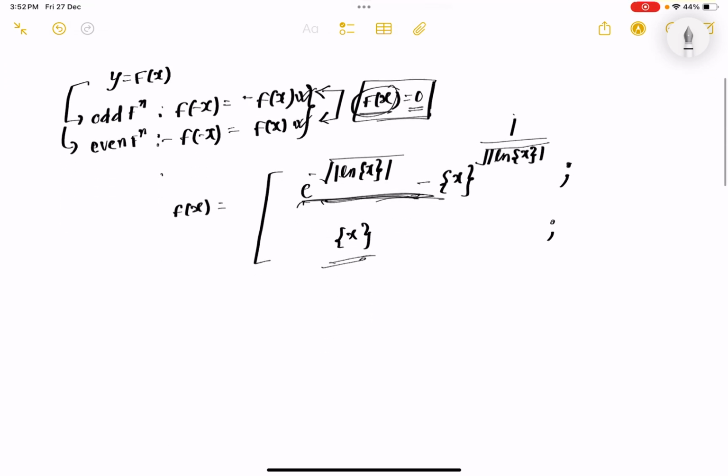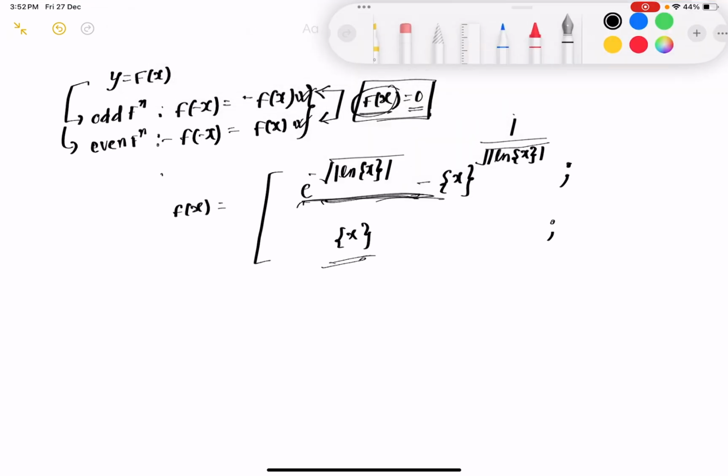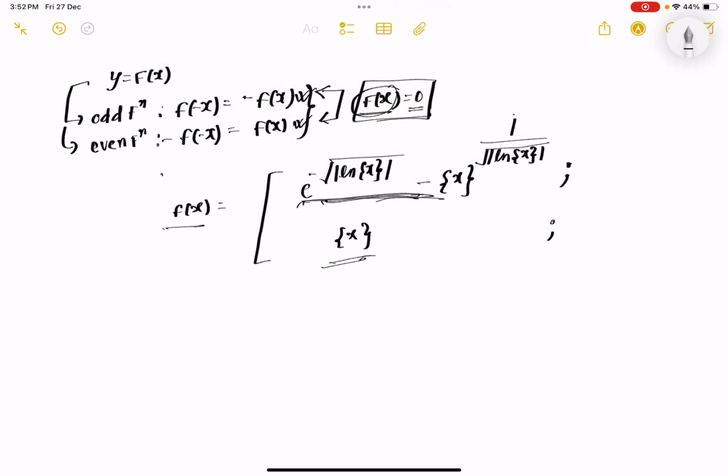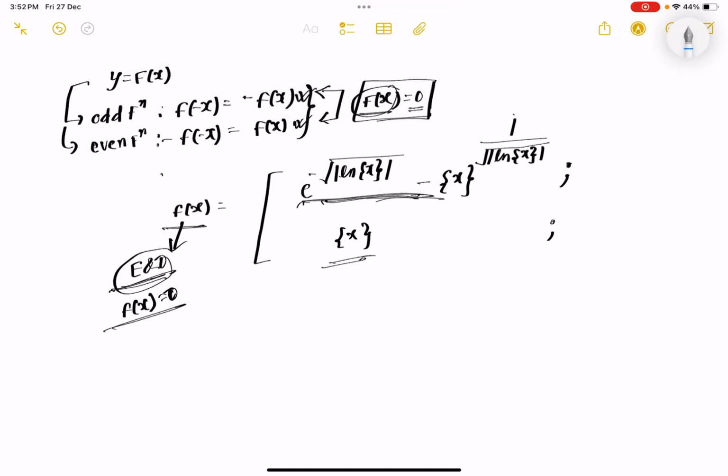Now, first of all, I have to prove that this function is both even and odd. And if any function is both at the same time, this is only true when f of x is equal to 0, everywhere, for every value of x. But here f of x has a definition given. And if f of x is both even and odd, this should also be equal to 0 for every value of x.